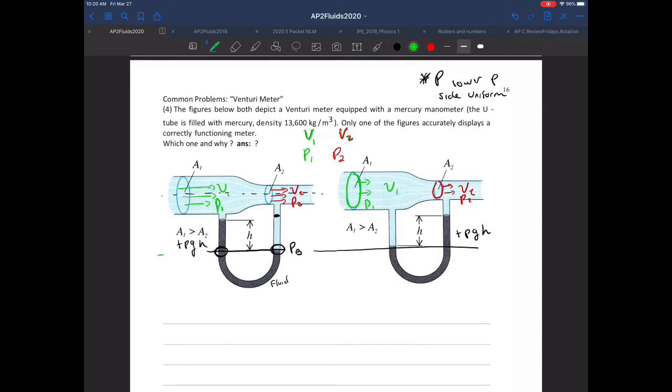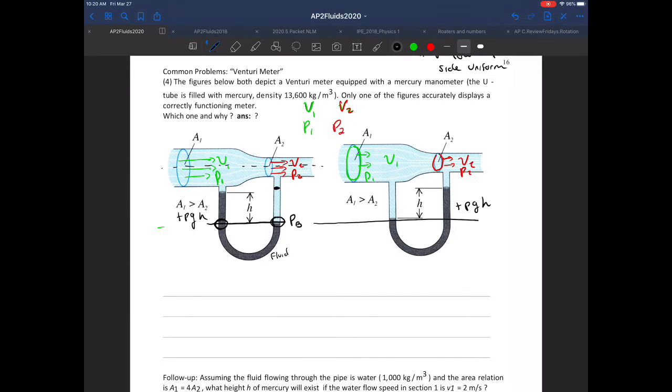Let's compare our velocities. Using continuity, we're going to be able to answer about our velocities. So you'll have A1 V1, and that needs to equal A2 V2. From this, you'll conclude that the velocity in 1 is less than the velocity on side 2.